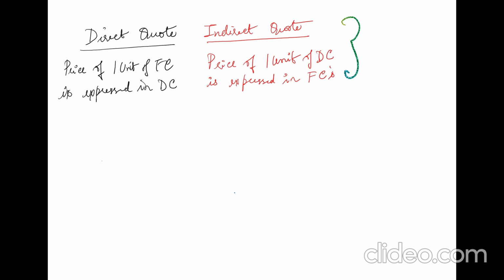Based on the two meanings, the basis for classifying whether a particular quote is a direct quote or an indirect quote depends on the residence of a person, residence of a country. It depends on which currency you are going to consider as a domestic currency. It depends on the residence of a person, residence of a trader, importer or an exporter.